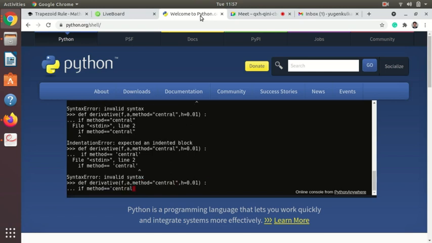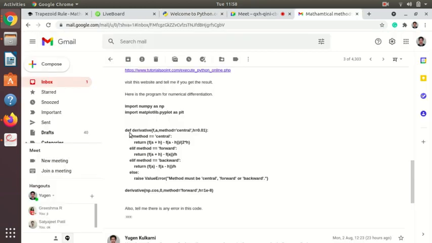We have to use the colon again, because colon tells the Python interpreter that the statement is not ended yet. So here, define derivative, and then these are the arguments. Then if this, then return. What will it return? It will return f of a plus h minus f of a minus h, divided by 2h.